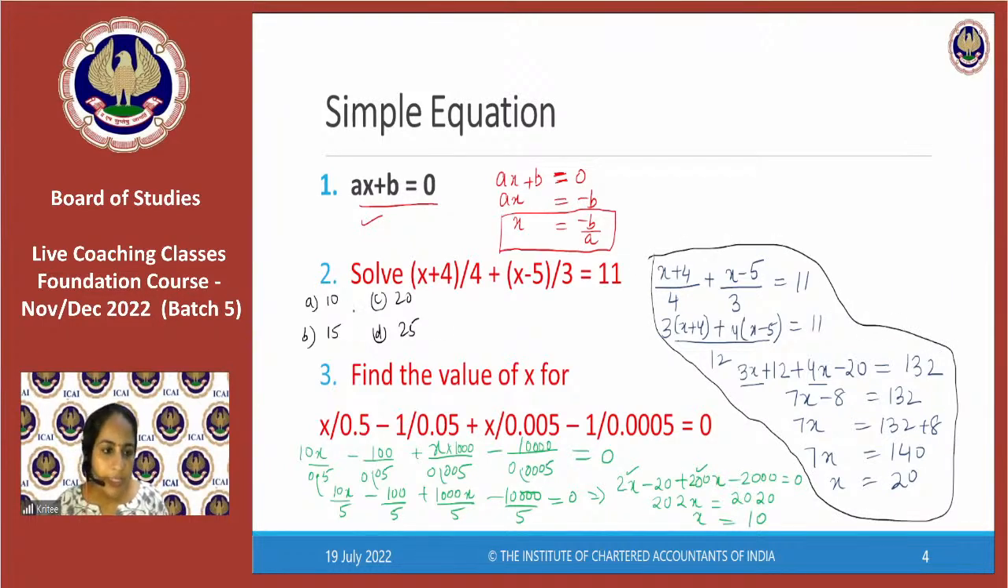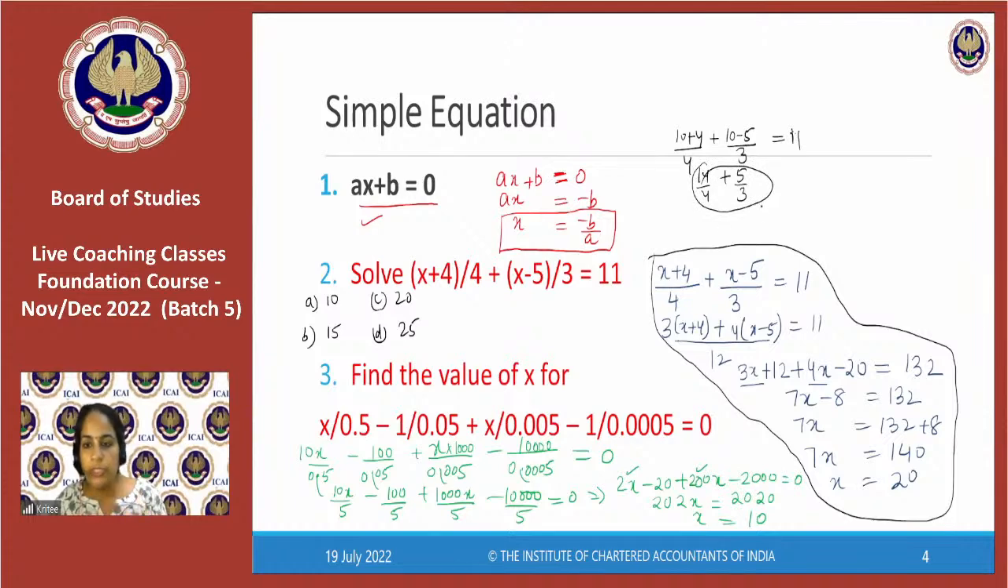The other way is to start picking up the values from here. So if I take option A, 10 plus 4 by 4 plus 10 minus 5 by 3. Is it equal to 11? The other side says 11. Is it equal to 11 by any chance? So I find this out like 14 by 4 plus 5 by 3. Even if I do this solving, it is nowhere coming close to 11. That is very clear from here itself.